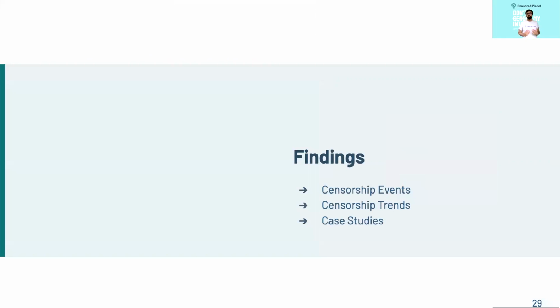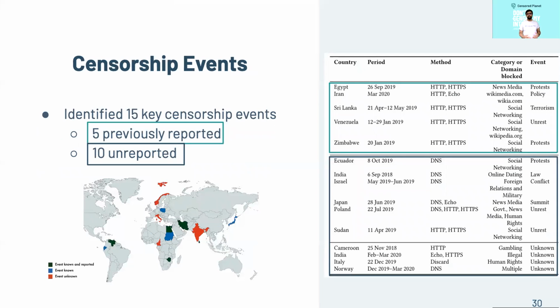Now, I'd like to touch upon a few key findings from our 20 months of measurements. Using our anomaly detection method and manual confirmation, we were able to identify 15 key censorship events around the world. These events lasted for different time periods and were caused by different censorship methods, showing the need for diverse and continuous measurements. Social media and news domains were targeted in most events, while human rights domains were also highly blocked. 10 of these 15 events were not reported in previous work.